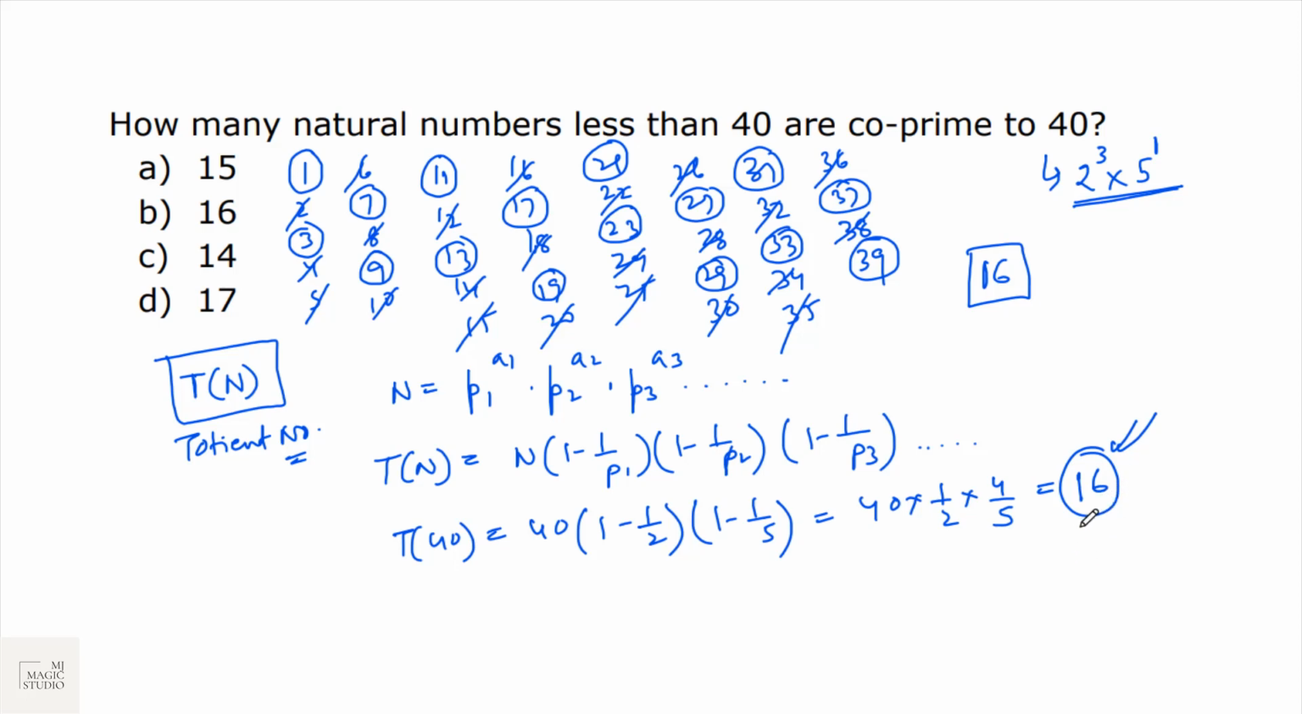This question is an application of the totient number. How many natural numbers less than n are co-prime to n? The answer is to find the totient number of the given number. Option B is the pick.